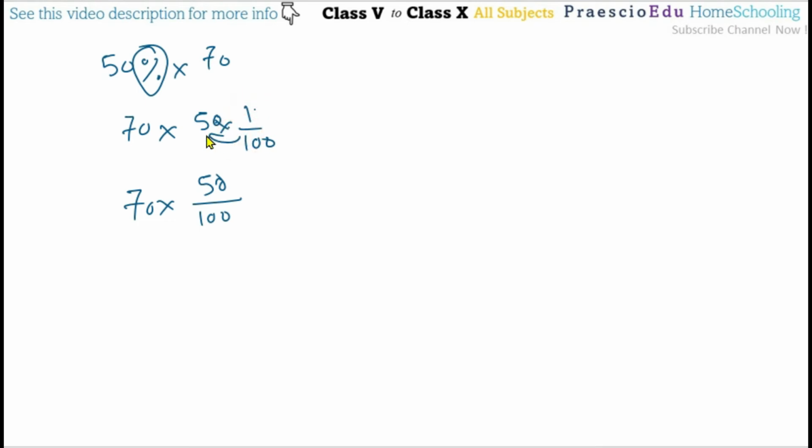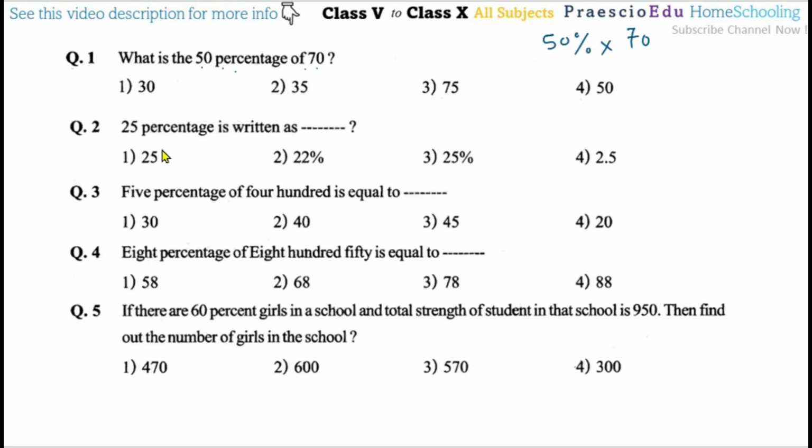Instead of writing separately, I just make it like this, 100 as the denominator of the percentage. So it means 50 by 100. For understanding purposes I have written this. Now this 0 gone, this 0 gone. So 7 multiplied by 5 is 35, and this is given in option number 2. So 35 means option number 2 is the correct one.